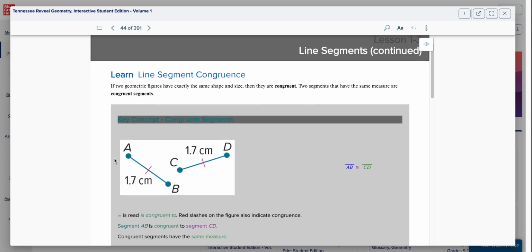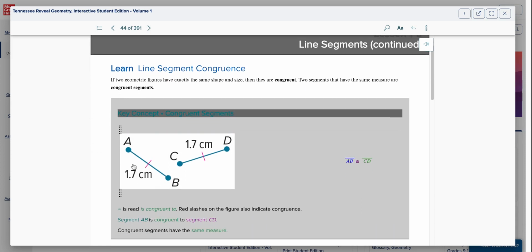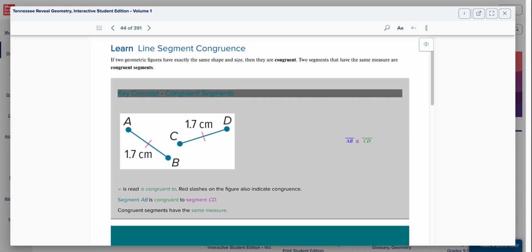Oh, here comes the congruent part. Okay, you guys, see those little tick marks right there? That little red tick mark and that little red tick mark means that those are the same lengths. They're both 1.7 from A to B and CD. We call these congruent segments. That means they have the same length, the same measure, the same stuff. All right, so we say congruent.